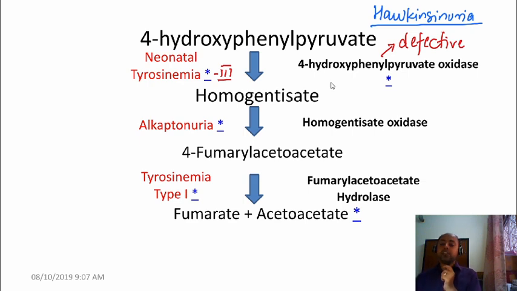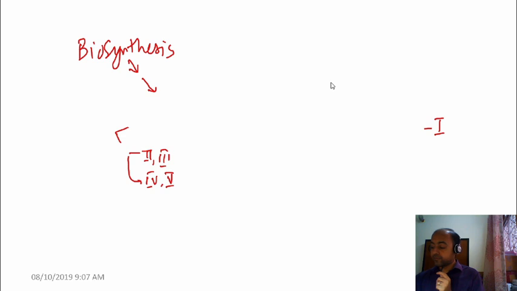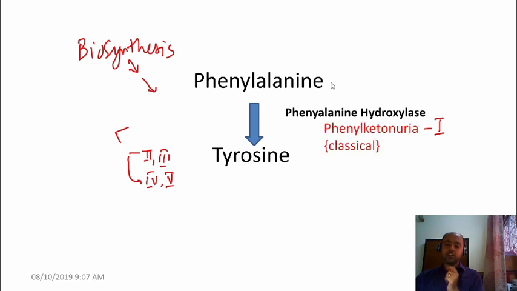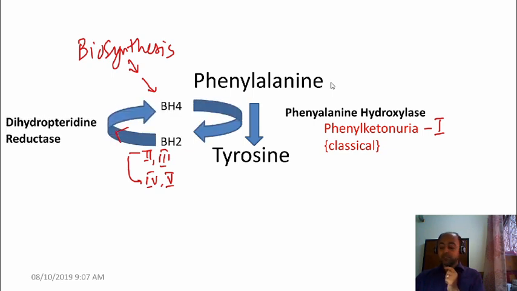So let's quickly do the recap of the disorders and then go into each of the disorders one by one. Phenylalanine to tyrosine: the enzyme phenylalanine hydroxylase, and the disorder is phenylketonuria classical type, also known as PKU type 1. The coenzyme required is tetrahydrobiopterin, which is converted to dihydrobiopterin, which has to be recycled. Either the biosynthesis or the recycling may be defective, giving rise to the phenylketonuria malignant type, also subdivided as type 2, 3, 4, and 5.